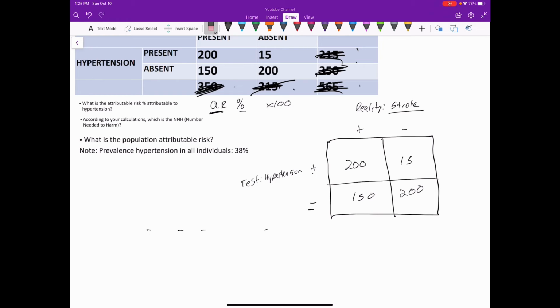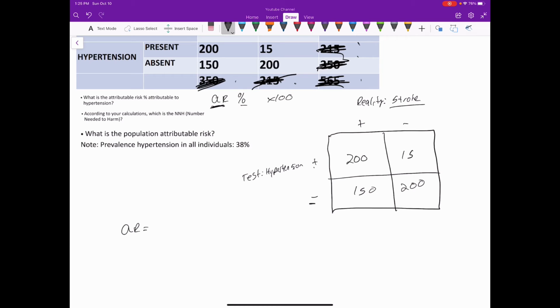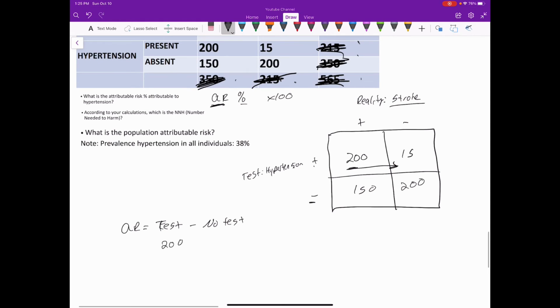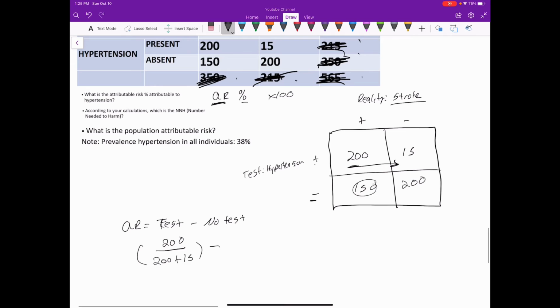Let's erase this because the clutter bothers me. Okay, so AR, we do tested minus no test. How are we going to break this down? We're going to start on the top and go this way. So we're going to go 200 over 200 plus 15, minus the same thing for no test. If they weren't tested, 150 over 150 plus 200.